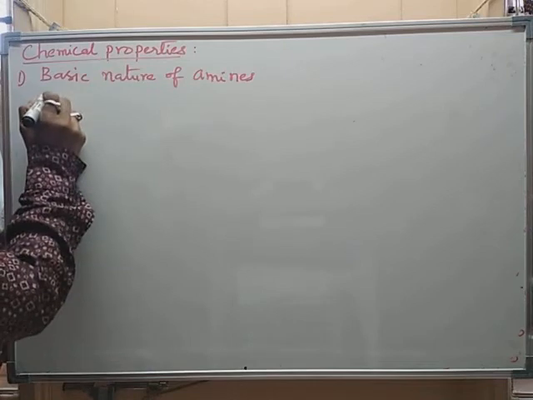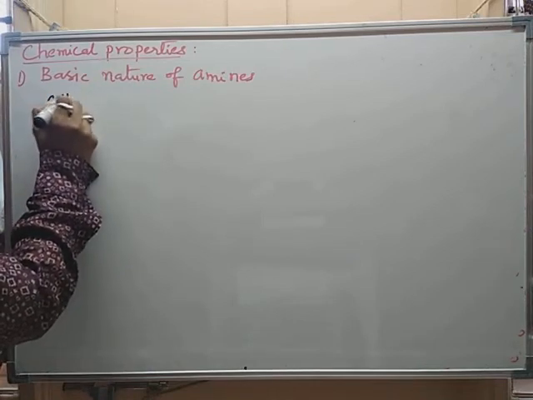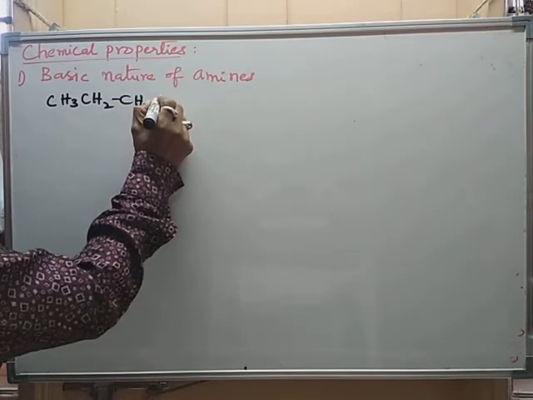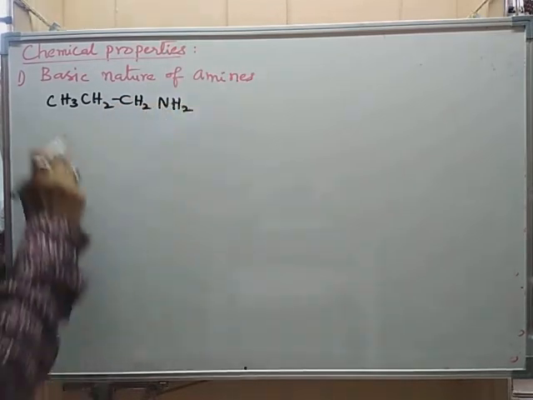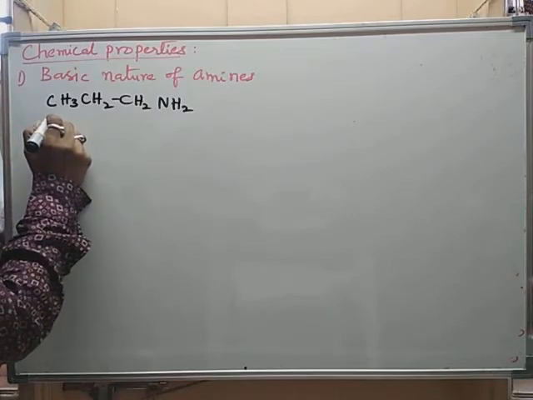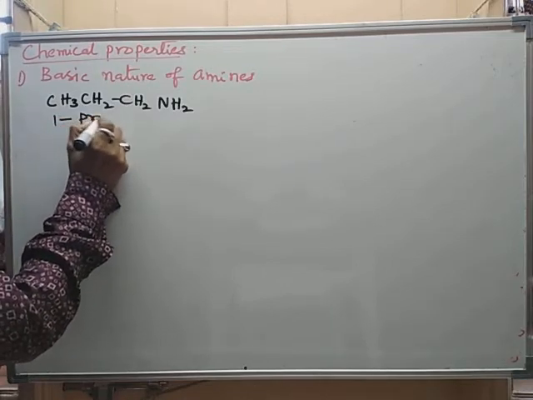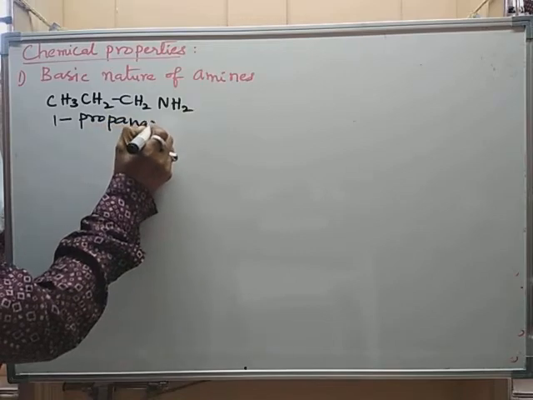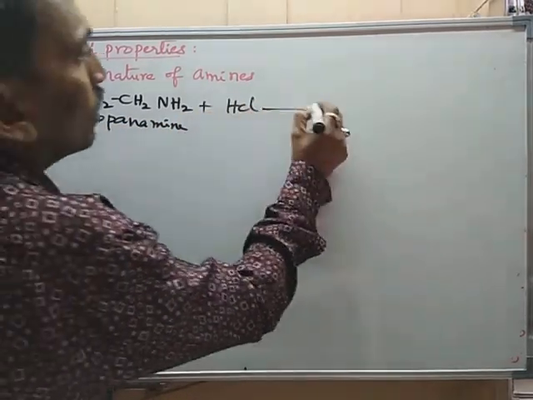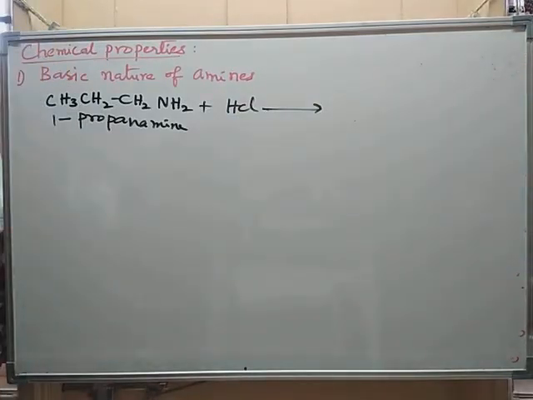Then take an example: CH3 CH2 CH2 NH2. What is its name? N-propylamine or propane-1-amine, 1-propanamine. If it is reacted with HCl, what is the name of the product? This you have to do towards the examination, after a lot of discussions happened in the previous class.